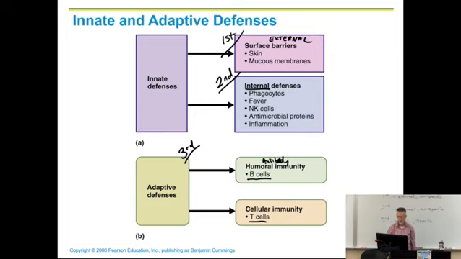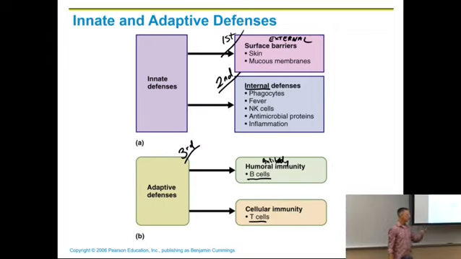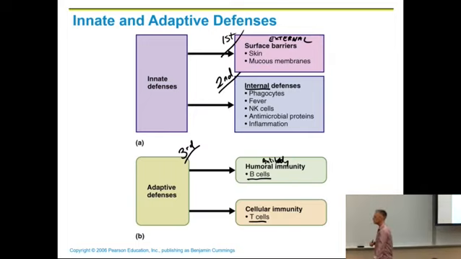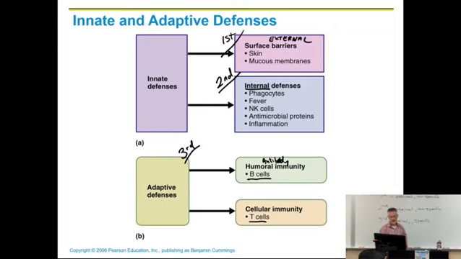T cells give us our cellular immunity, our cell-mediated immunity, because T cells are actually going out and inspecting our cells to see if they are cancerous, to see if they've been infected with viruses, an intracellular pathogen, and doing these types of cellular inspections. So they do this kind of hand-to-hand combat instead.